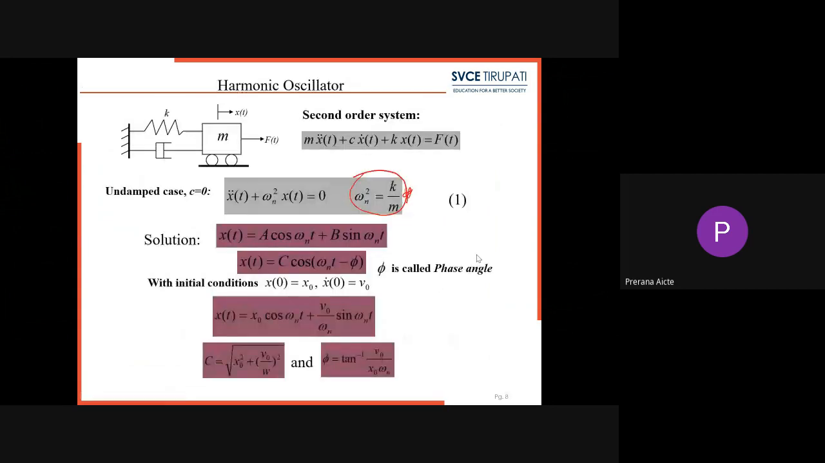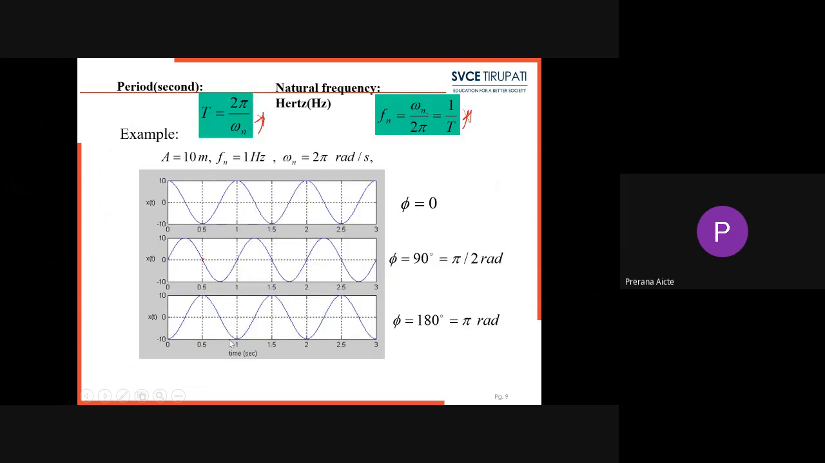Then we have derived from the second order system that omega square is equal to k by m. So that means angular velocity is equal to the root of k by m. And what is phi? We have also represented the phase angle, and the amplitude C and the phase angle phi with the independent characteristics as well as the independent parameters.